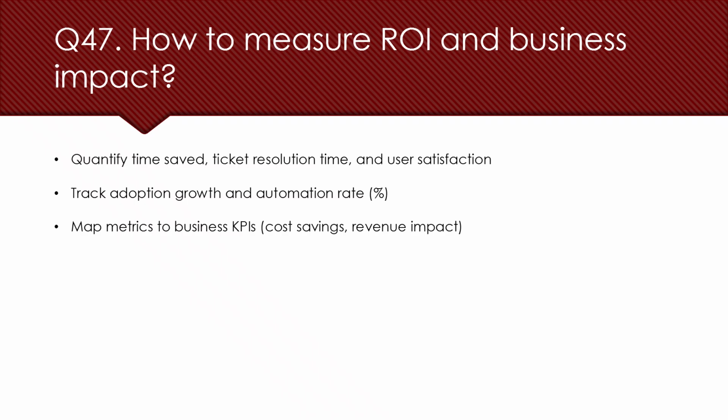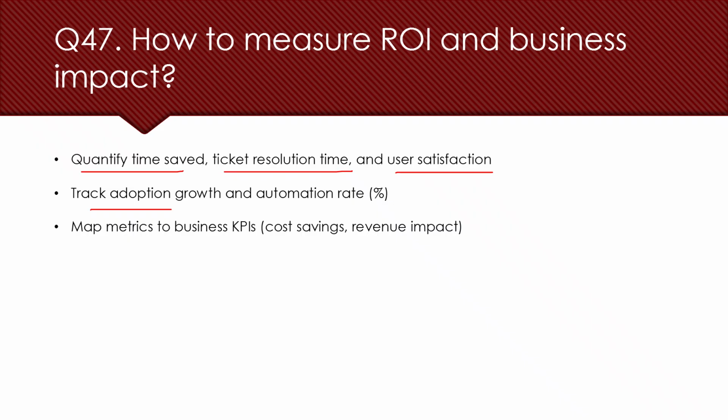Question number 47. How to measure ROI and business impact? The ROI is business driven. We quantify the time saved, how many tickets have been resolved, the ticket resolution time, and the user satisfaction level. Based on these things, we can measure the ROI. We also track adoption growth and automation rate: how many automations have been done using these Copilot agents, and the adoption growth. According to that, we can consider the business impact.